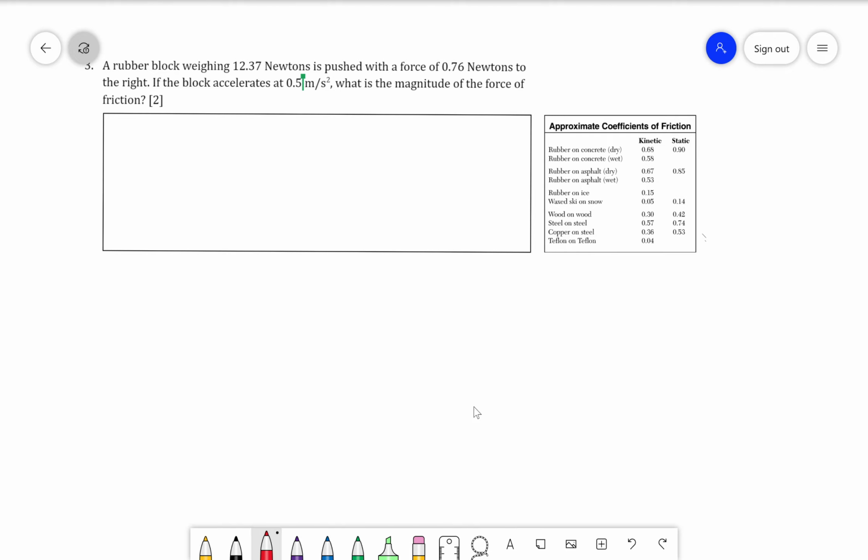We know the gravitational force, or the weight, is 12.37 newtons. We know that the applied force, right, we're applying a force of 0.76 newtons. We know that the acceleration is 0.5 meters per second squared. They want to know what is the magnitude of the force of friction. So we want to know what F is.